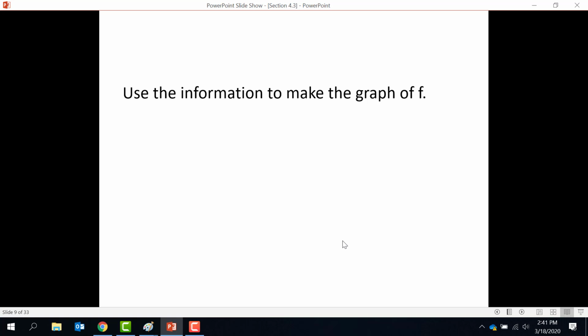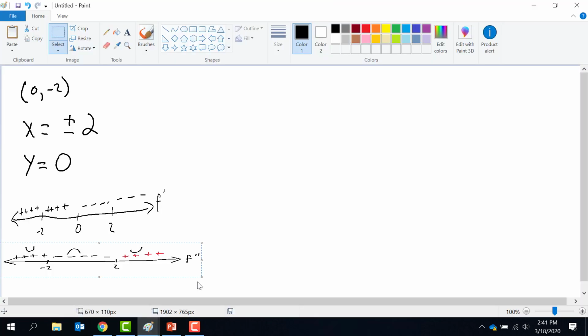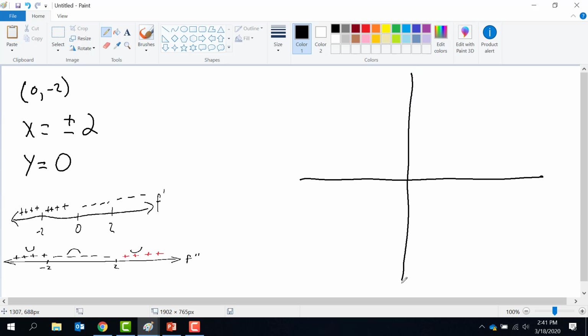Use the information to make the graph of f. Now we want to make the graph, right? So we're just going to make a quick sketch. We automatically know that our graph has a y-intercept at 0, -2, so we should put that there.